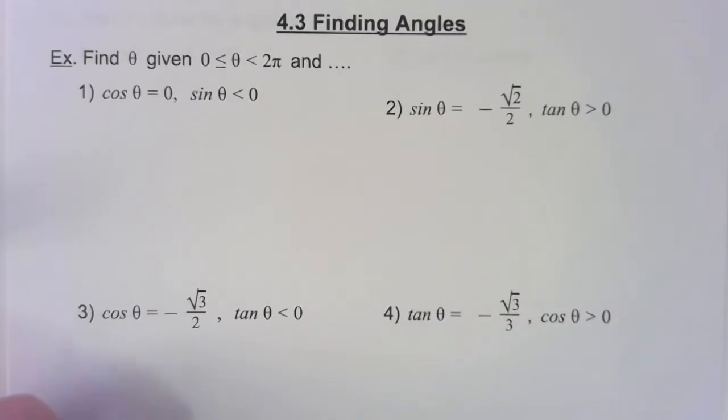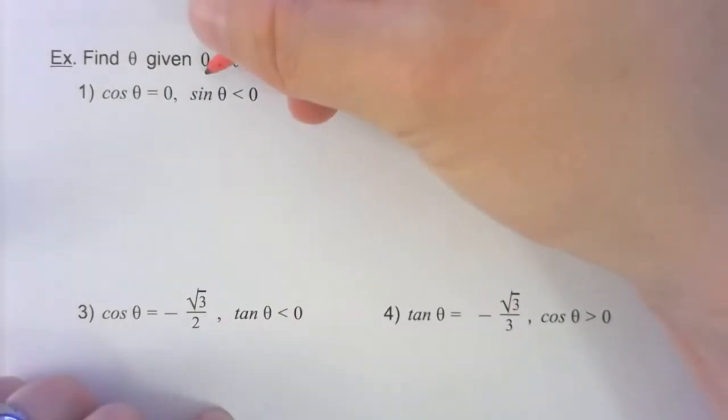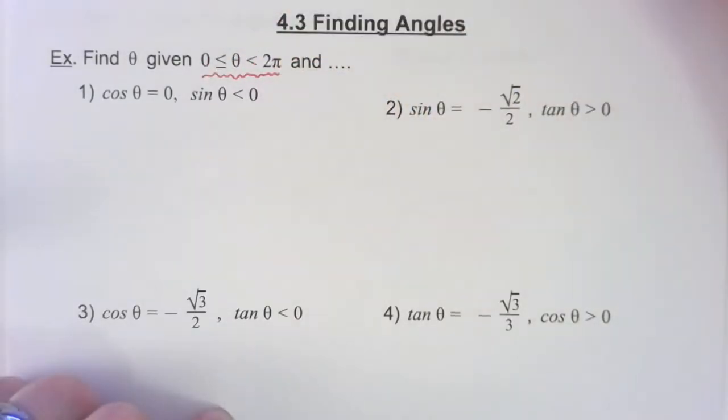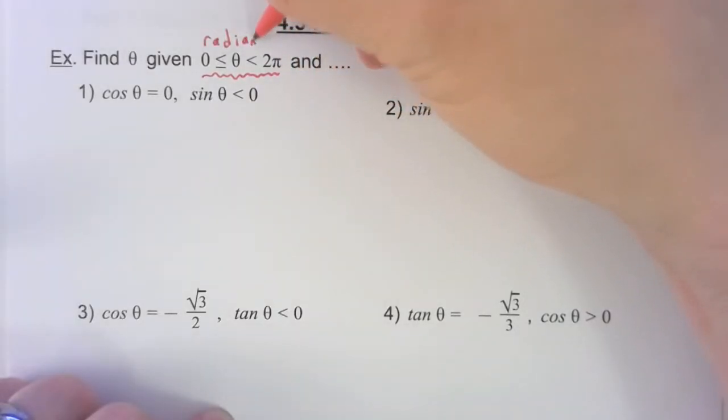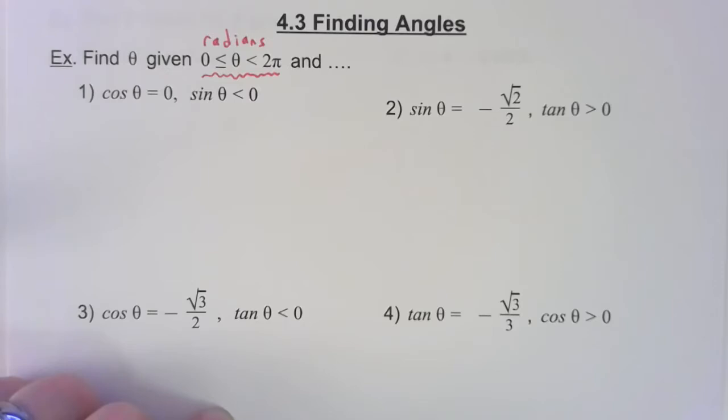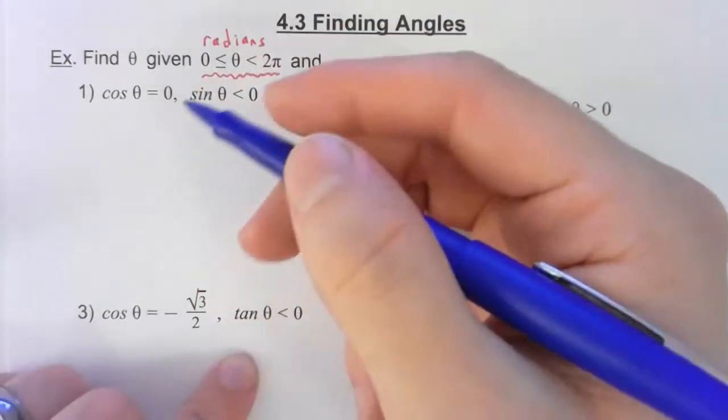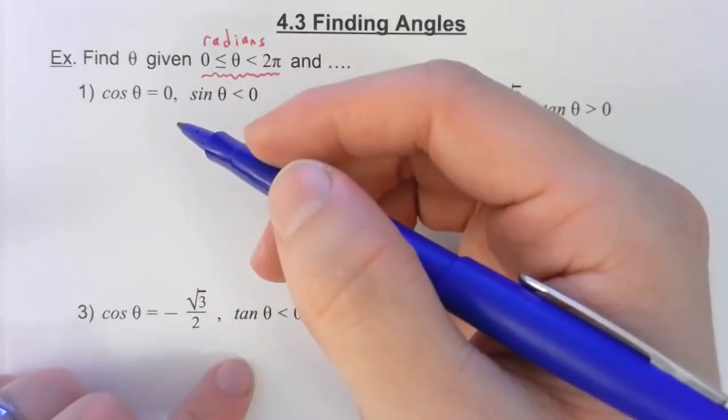Okay. So one thing to notice here, these directions say that we want the angle to be between 0 and 2 pi. So we are looking for radian angles. Again, most of the time we are going to work in radians in this class, so please try to get really comfortable with radian angles. Okay. So let's say that we want the cosine to be 0.